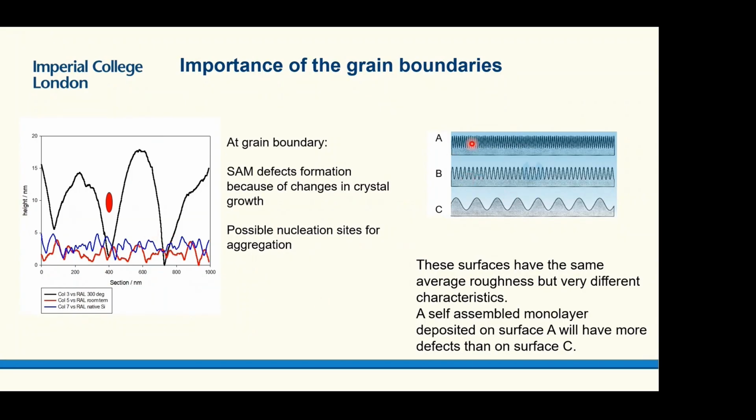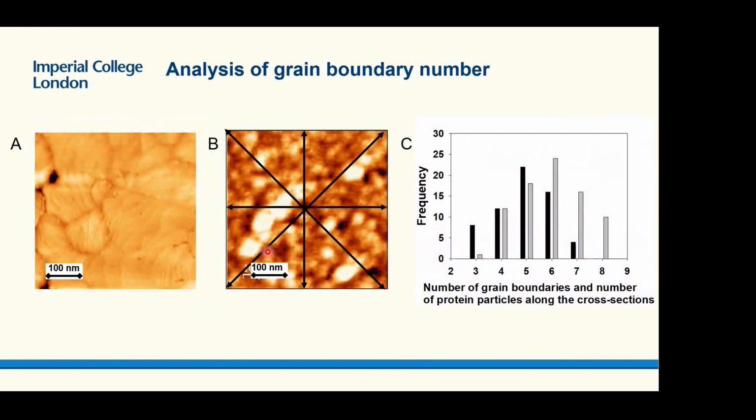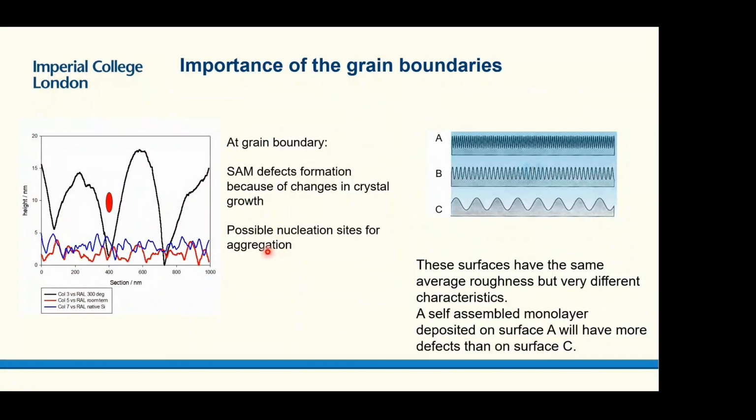And so, for example, these three surfaces here all have the same roughness, but they have a very different frequency of grain boundaries. So what we are interested in instead is to try to address the number of grain boundaries in these different gold surfaces. Between these surfaces here, you can see that the number of grain boundaries is much smaller in the one with a bigger particle compared to the one with a smaller particle.